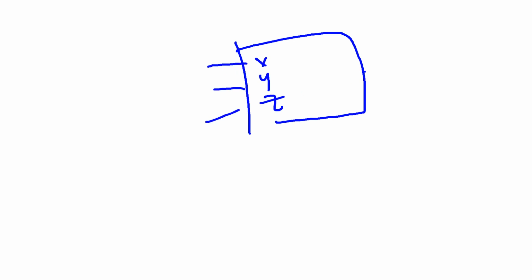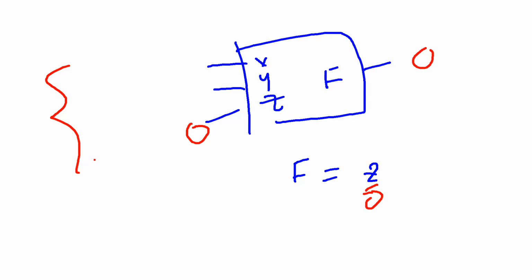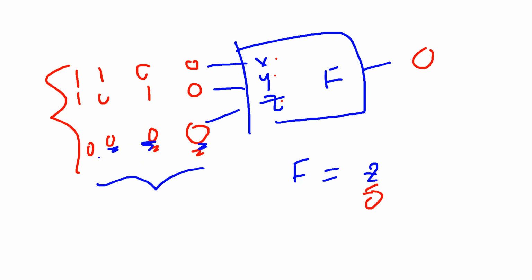X, Y, Z, F. If your function is, for example, Z, the function will be 0 when input Z is 0, right? But when you apply the input values, you must apply all of them. That means you must apply the values of X and Y also. So maybe 0, 0, 0 for Z, or 0, 1, 0, or 1, 0, 0, or 1, 1, 0. All of these 4 cases, Z is 0, right?